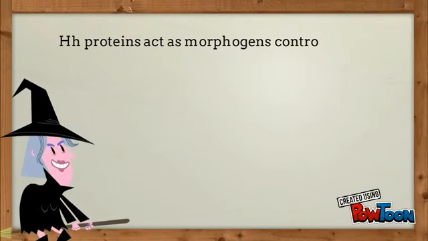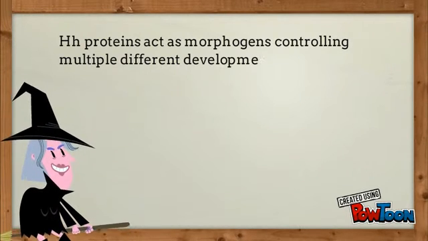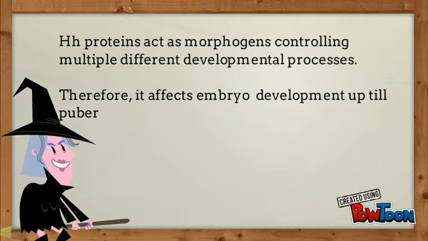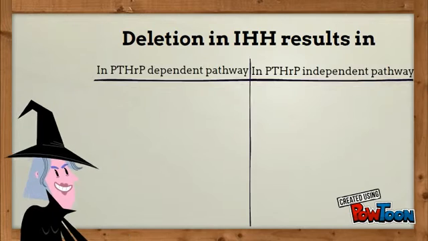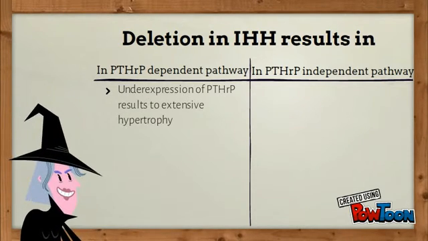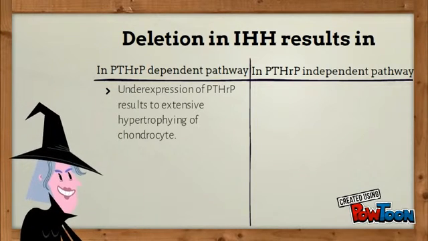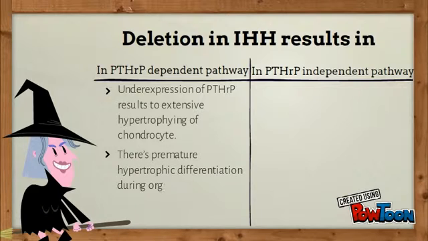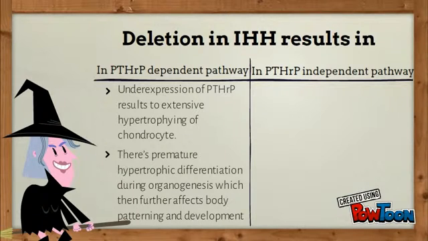Hedgehog proteins act as morphogens controlling multiple different developmental processes. Therefore, it affects embryo development up to puberty. When there is deletion in Indian hedgehog, there will be an underexpression of PTHrP in PTHrP-dependent pathway, resulting in extensive hypertrophying of chondrocyte. Therefore, there will be premature hypertrophic differentiation during organogenesis, which then further affects body patterning and development.